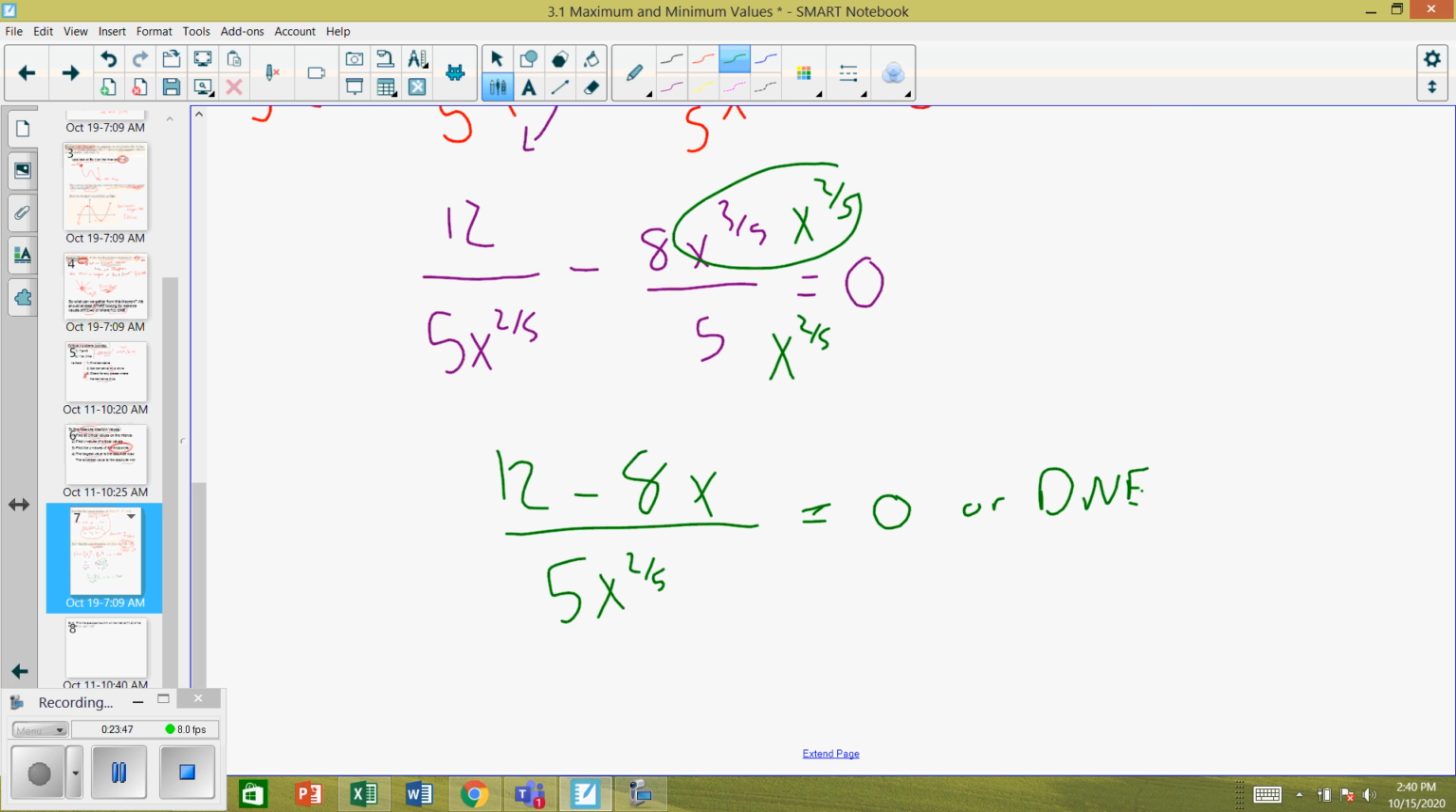Now, unlike the last example, there are going to be values that do not exist. So there will be other critical points. They come from setting the top equal to 0 to find the ones that equal 0. And if we set the bottom equal to 0, that's where we're going to find that it does not exist.